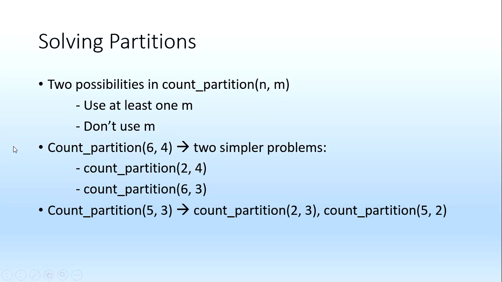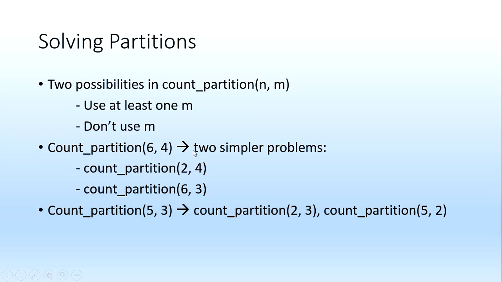The other simpler problem is that we don't use m. What happens if we're not allowed to use m? Well, then it's really just asking, what's the next largest number I can use to partition 6? And the next largest number is 3. So these are the two simpler problems that we can split up.